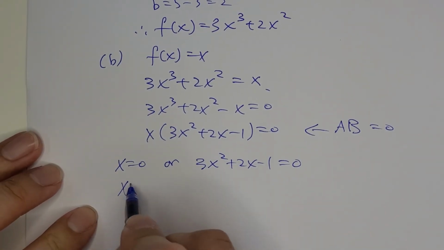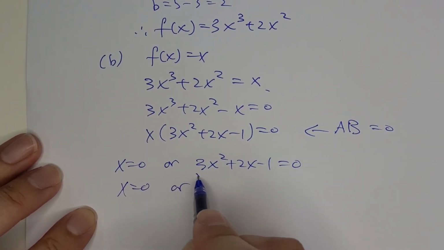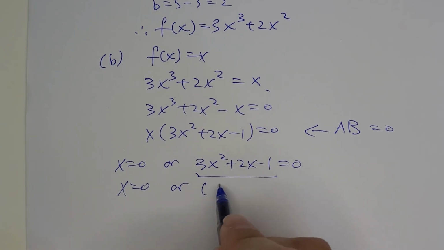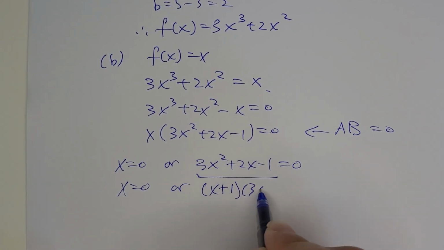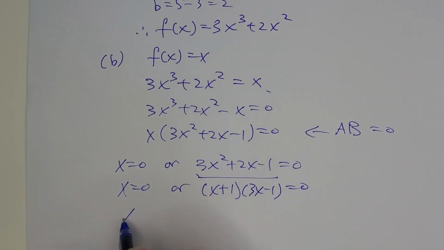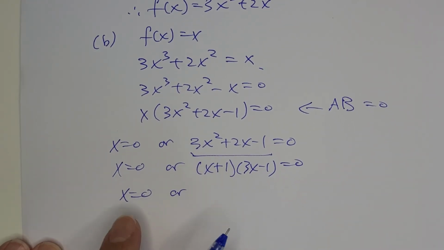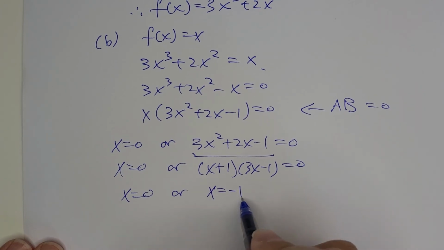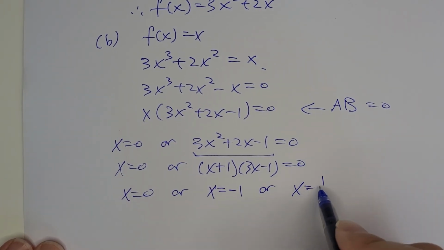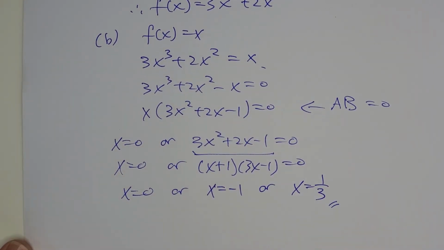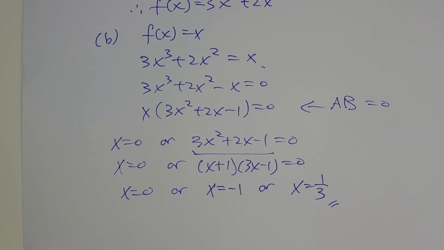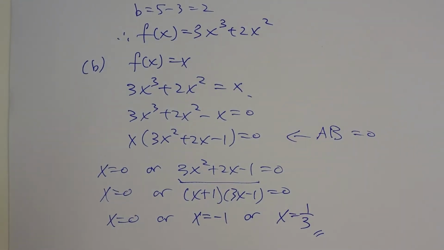So x equals 0, or you can factorize this one. (x plus 1)(3x minus 1) equals 0. So you get three answers. x equals 0, or x equals negative 1, or x equals 1 over 3. That's it. That's the finish of this question and finish of this paper. Thank you.